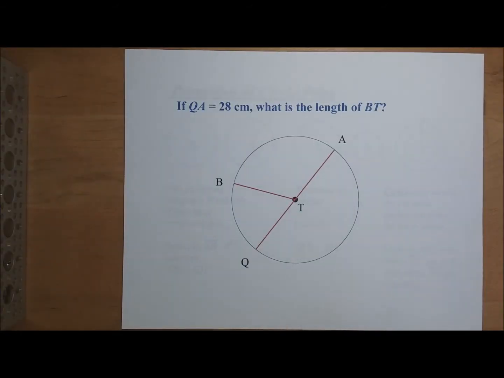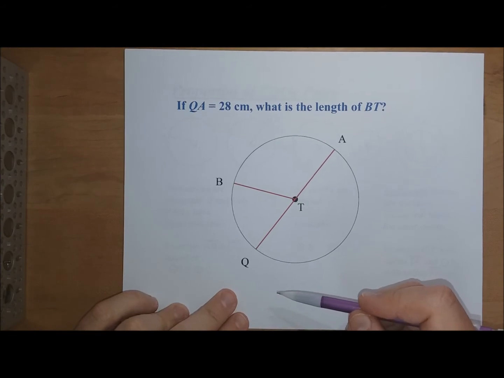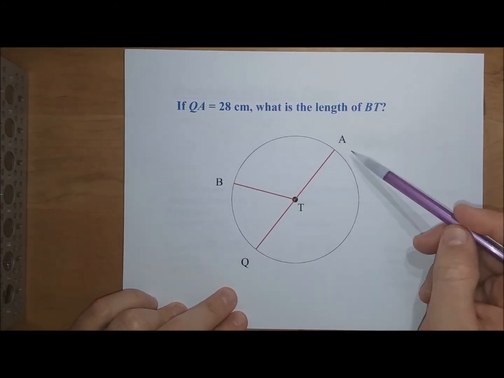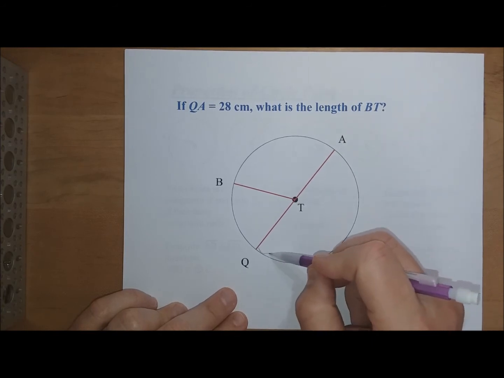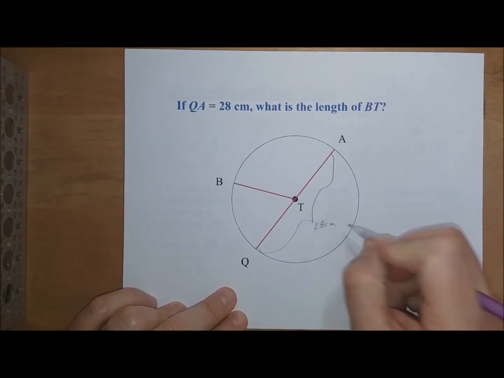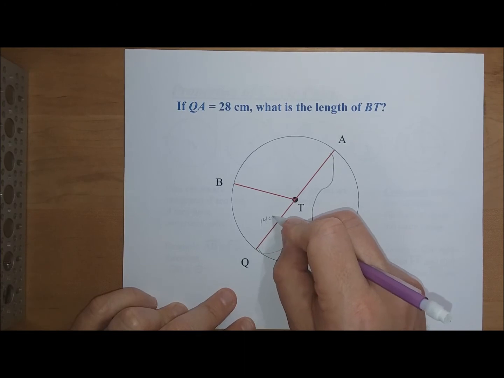If you want to pause the video and try this before I do it, that's a good idea. Here they're telling us that QA is 28 centimeters. Could we find the length of BT? Well, QA is what type of segment? That is our diameter, right? And if that's 28 centimeters, then how long is a radius in this circle? For instance, QT would be half of that, would be 14 centimeters.